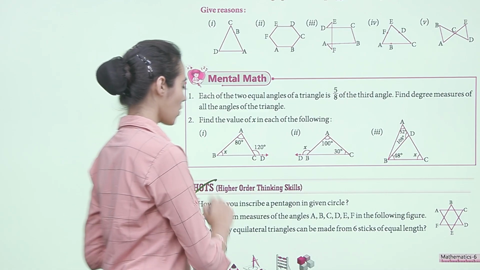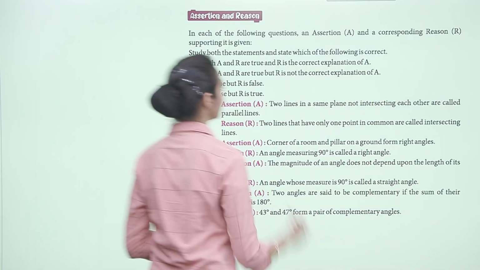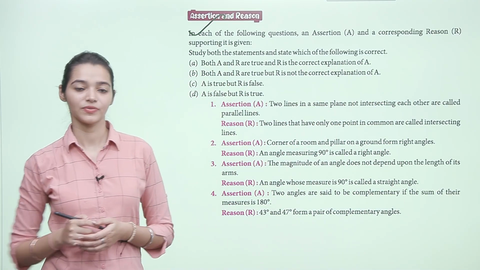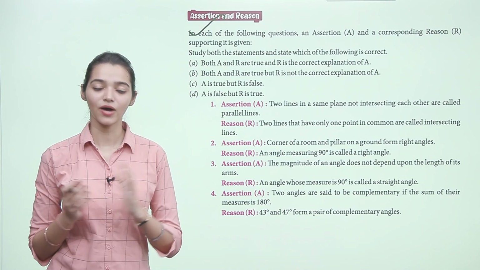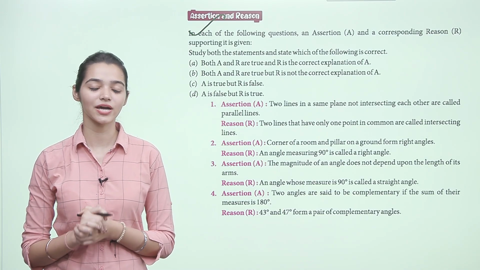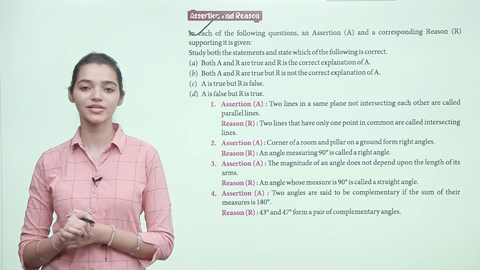Here are our odd one out, and assertion and reasoning that you have to solve by yourself. Now I hope you have understood the chapter pretty well. You just have to practice exercise questions and don't forget to revise this topic again.